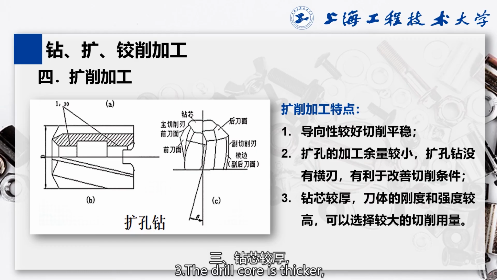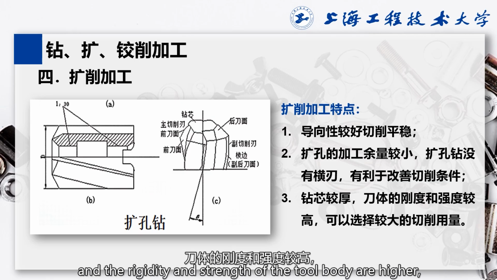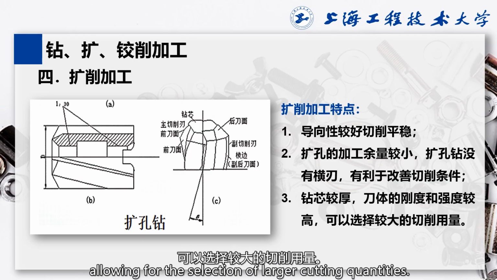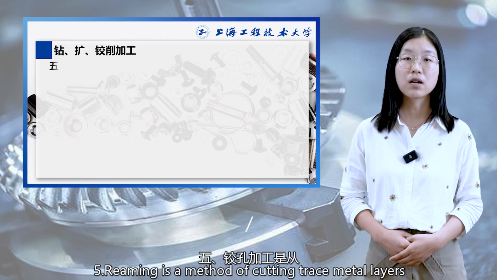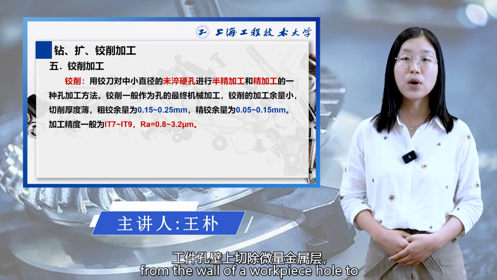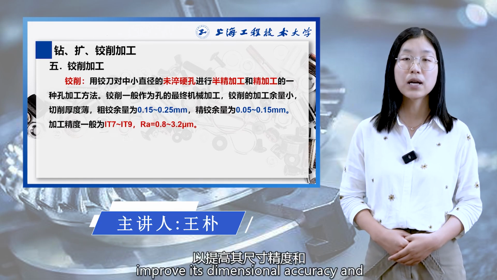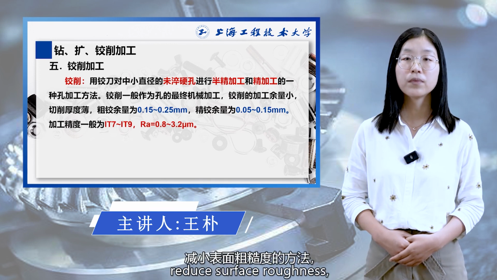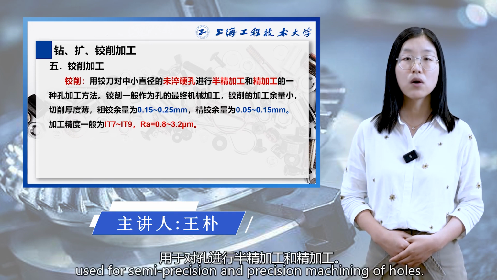Third, the drill core is thicker, and the rigidity and strength of the tool body are higher, allowing for the selection of larger cutting quantities. Fifth, reaming is a method of cutting a trace metal layer from the wall of the workpiece hole to improve its dimensional accuracy and reduce surface roughness, used for semi-precision and precision machining of holes.